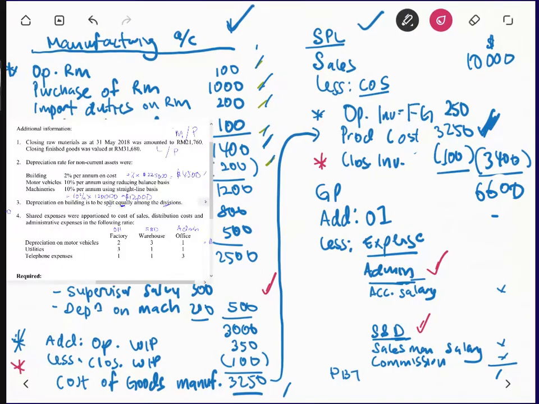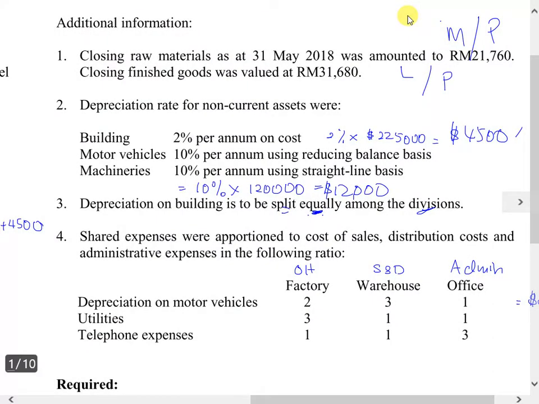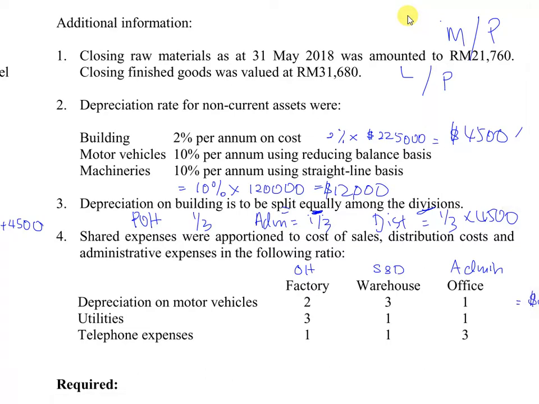You must show working. Okay? Split equally means 1/3 to production overhead, admin 1/3 and distribution 1/3. 1/3 of 4,005: 1,005, 1,005, 1,005. Okay.